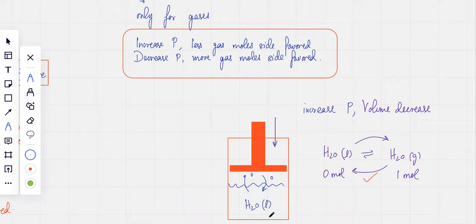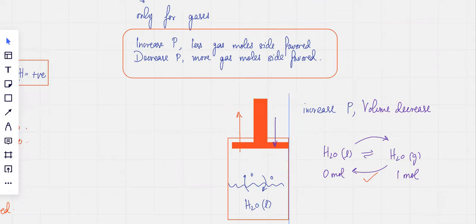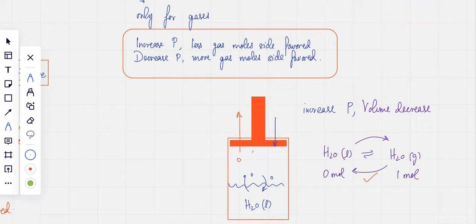Yes. And the other is the opposite. If you decrease pressure, you're pulling the piston upwards. When you do that, pressure decreases, but the volume increases. So now a lot more evaporation can happen. You can have more and more water vapors produced because you have more room now. So when you decrease pressure, you automatically have more volume, and more gas is going to be produced. So remember, pressure has no effect on liquids and solids, because they're incompressible and they don't expand. It's only gases. So pressure only matters if there are gas molecules present in the equilibrium.